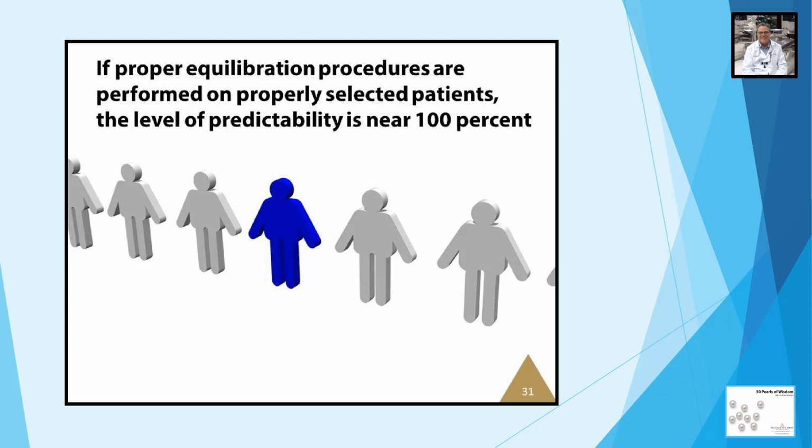Dr. Dawson would say that if proper equilibration procedures are performed on properly selected patients, the level of predictability is near 100%.